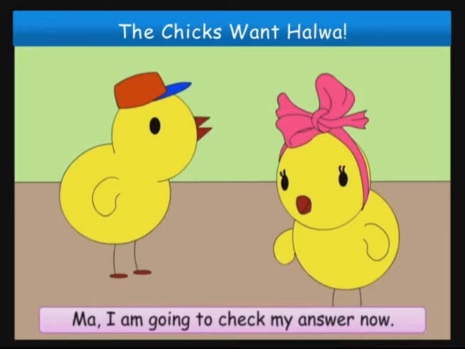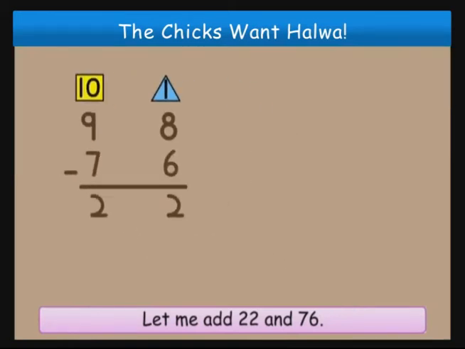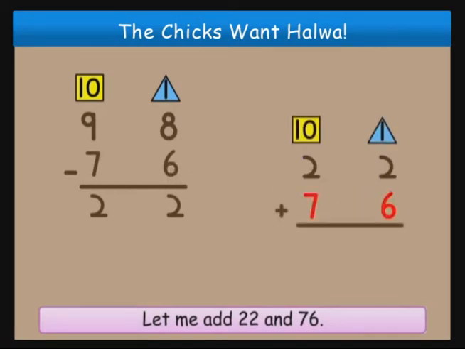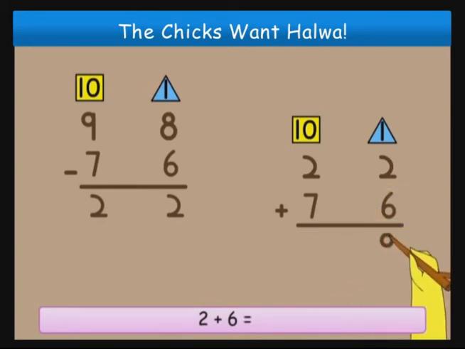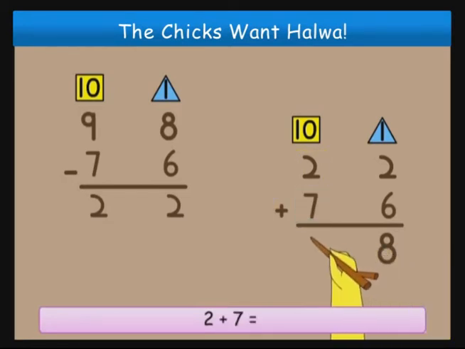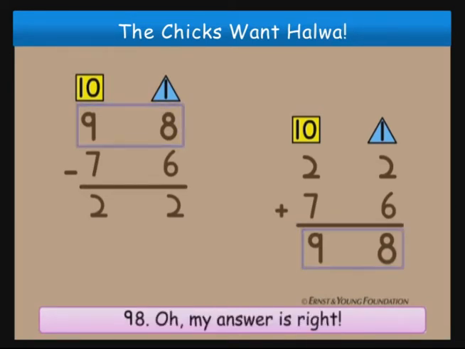Ma, I am going to check my answer now. Let me add 22 and 76. 2 plus 6 is equal to 8. 2 plus 7 is equal to 9. 98. Oh, my answer is right.